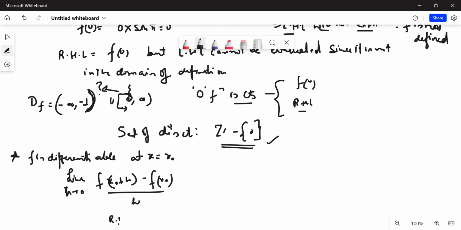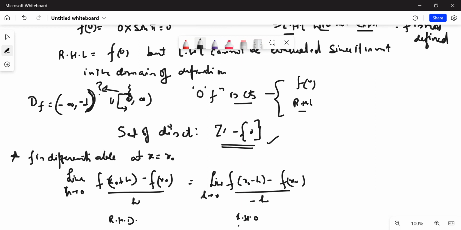This represents your right hand derivative, must be equals to limit h tends to 0 f of x naught minus h minus f of x naught divided by minus h. You remember this? This is called as left-hand derivative. This is called as right-hand derivative.